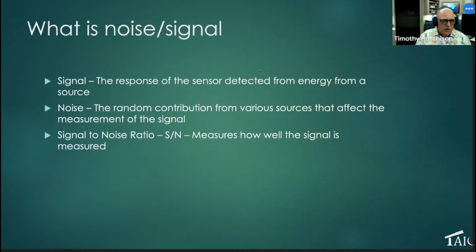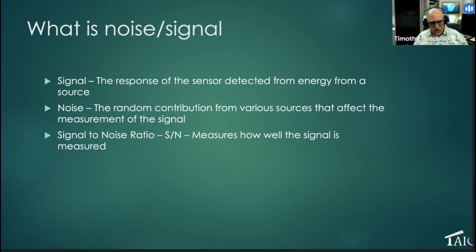So let's talk about what is noise and what is signal. Signal, simply put, is the response that we get off of the sensor, right? When we detect something, the sensor will give us a response that's proportional to the energy that it detected. That's signal. Now, there's good signal and there's not so good signal, and we're going to talk about that in a minute. Noise, however, is the random contribution from lots of different sources that affect the measurement of that signal, right? Noise gets in there and messes around with what it is that we're really trying to measure, okay?